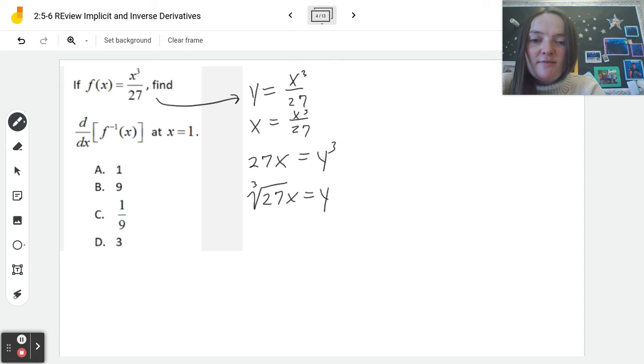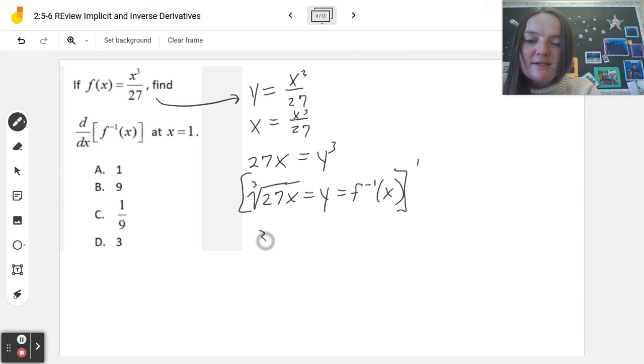All right, so from here, if this is the inverse, this is f inverse of x, this derivative is not going to be that hard to take. So I'm not even going to use the formula, I'm just going to take the derivative. To take this derivative, I'm going to rewrite it a little bit differently. The cube root of 27 is 3, so I'm going to simplify this a little bit. This is going to be 3x to the 1/3 is equal to f inverse of x.